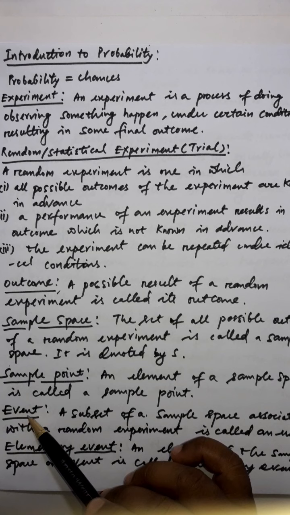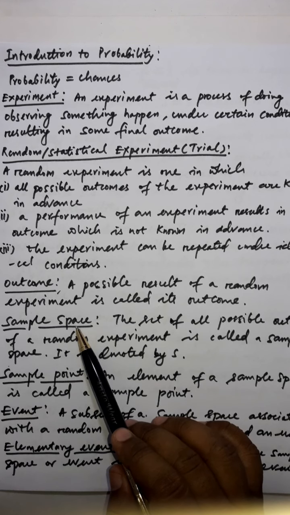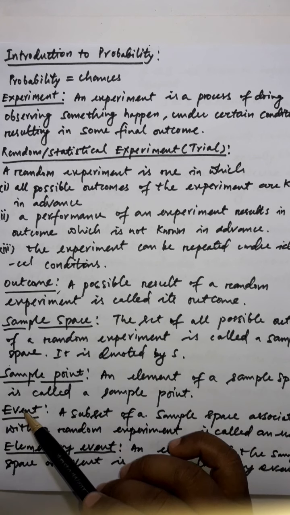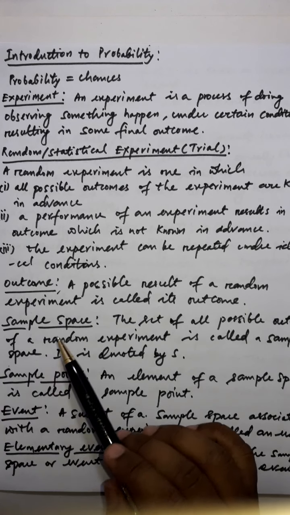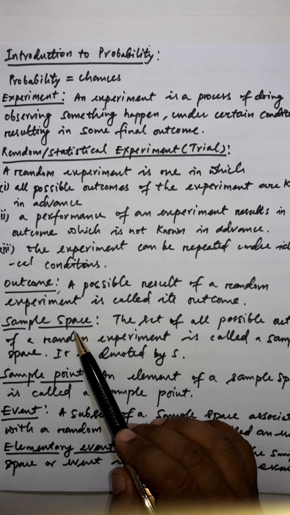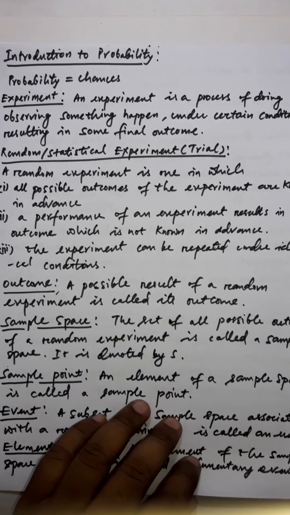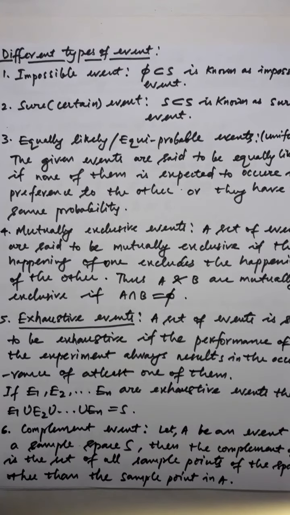So to get the probability of the event, or to get the chances of the event, we must compare it with the superset, that is the sample space. So event probability is calculated with respect to its own sample space. Okay friends, now let's discuss a few different types of events.